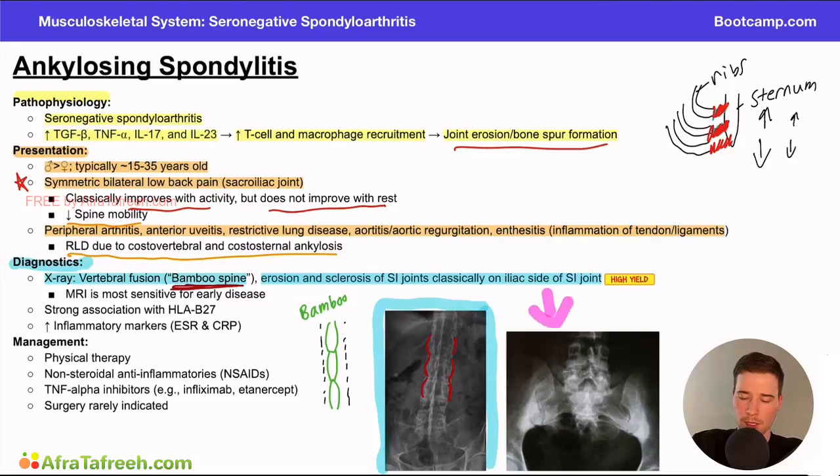So if you draw your attention down here, you can appreciate that there's not much space here, right? This is kind of a bone-on-bone appearance. There's not much space for cartilage because, again, we're getting the bone formation, the fusion due to the overabundance of inflammatory markers that is destroying the surrounding tissue.